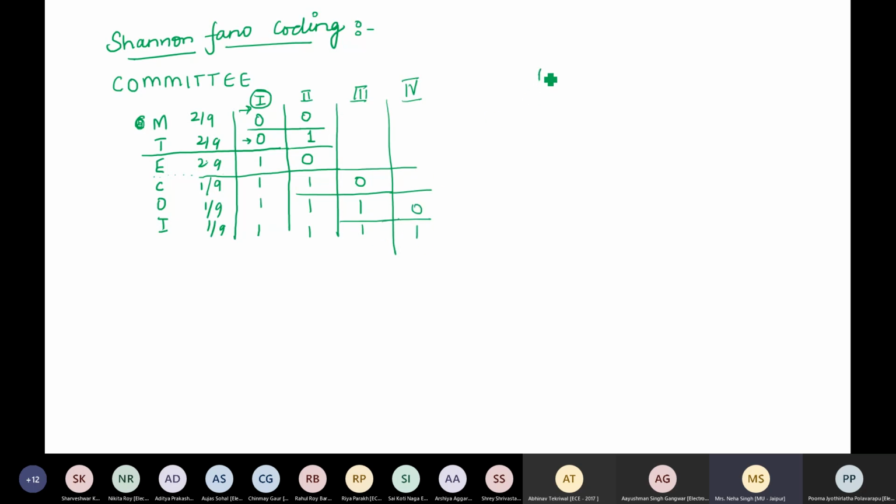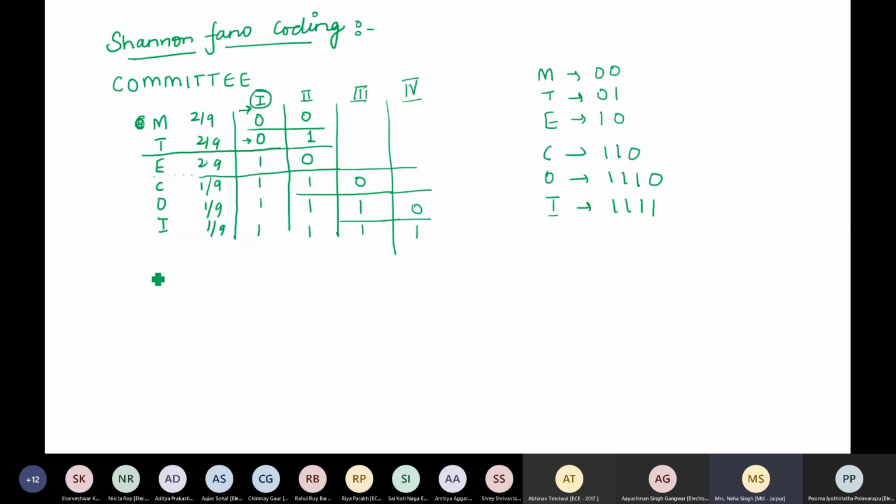So what is the code book that I generated now? M T E C O I is the code for M. M is given as 00. T is 01. E is 10. C is 110. O is 1110 and I is 4 times 1. So this is the code book which is generated using Shannon-Fano, which has variable length coding.